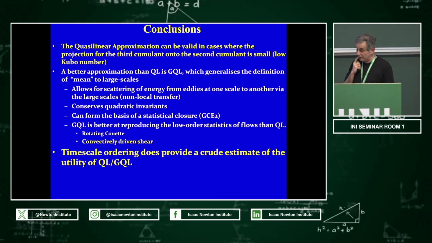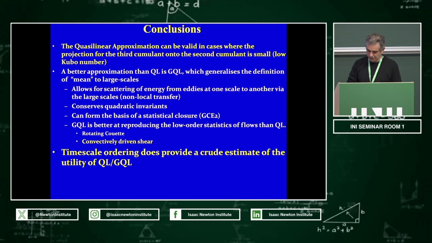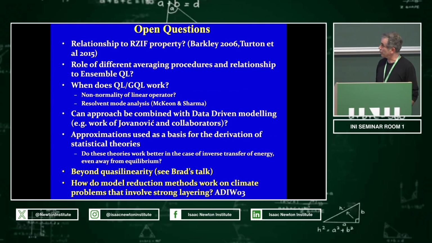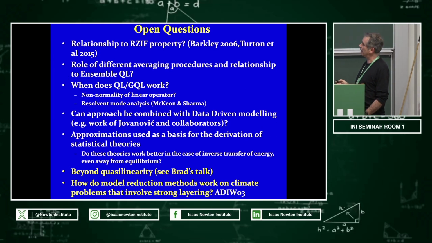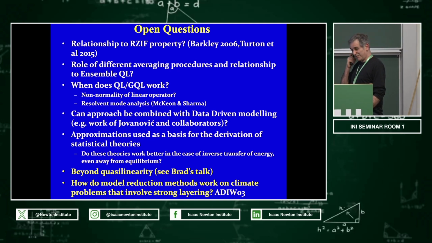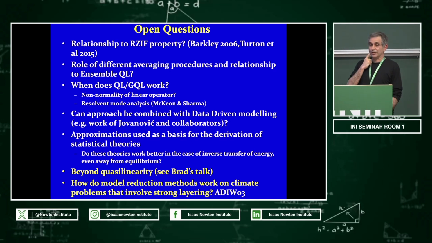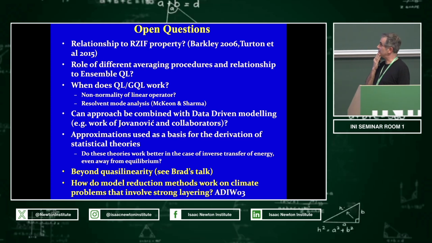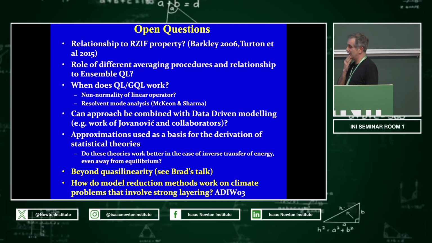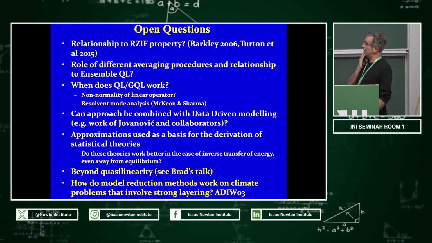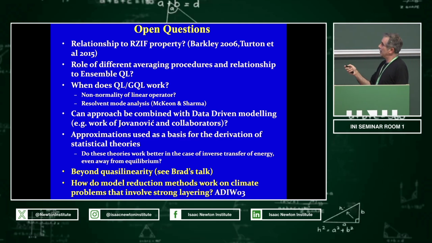I think it's fair to say there are lots of things we don't understand. There are many open questions, so I'll just finish by saying what some of them are. There is a kind of equivalent of generalized quasilinear approximation, but in the time domain. It's a so-called self-consistent method, which emerged from some work done by Lorette and Dwight, this RZIF property, and we're still trying to understand the relationship between GQL and this self-consistent method.